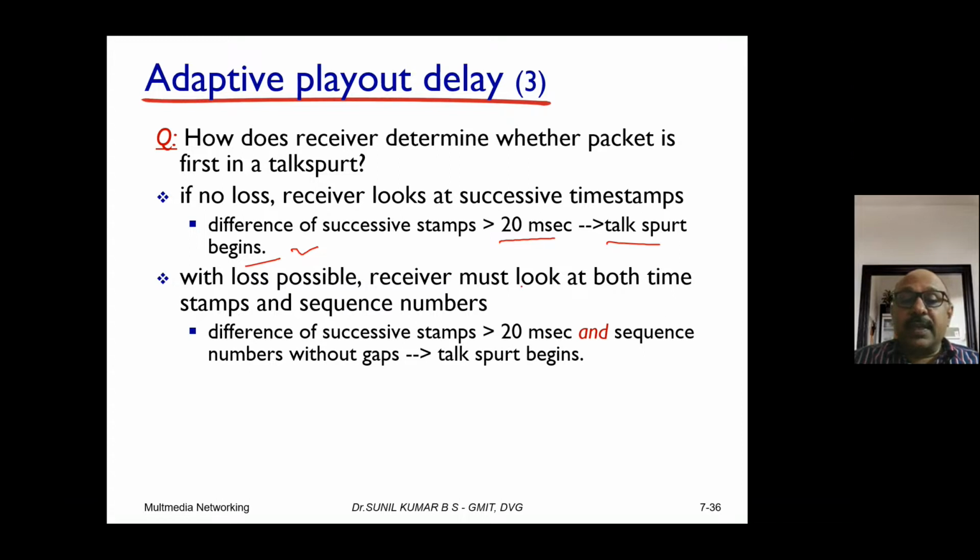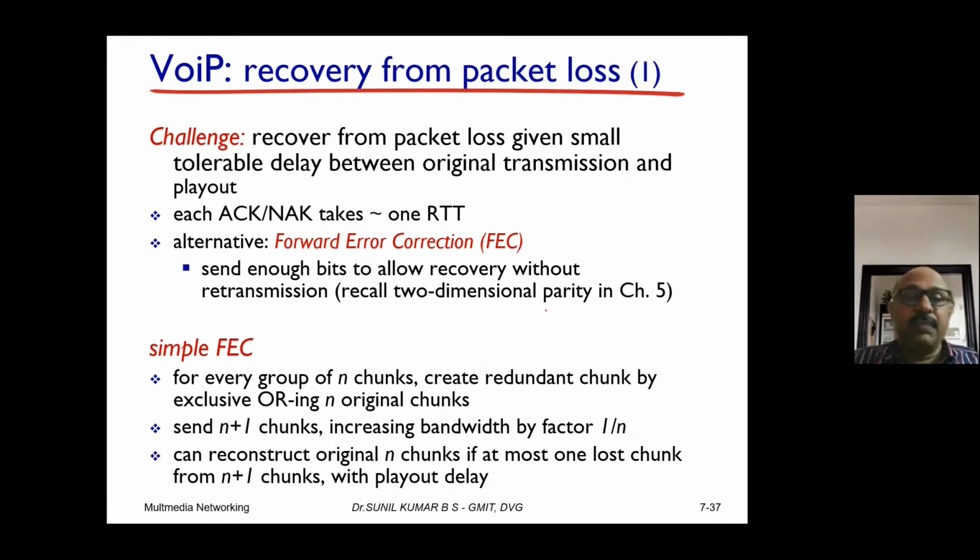With loss possible, the receiver must look at both the time stamp and the sequence number. So if the difference of successive time stamps is more than 20 milliseconds and the sequence number is without gap, then we say it is a successive talk spurt, and hence we will identify it. These are some keys for identifying it.